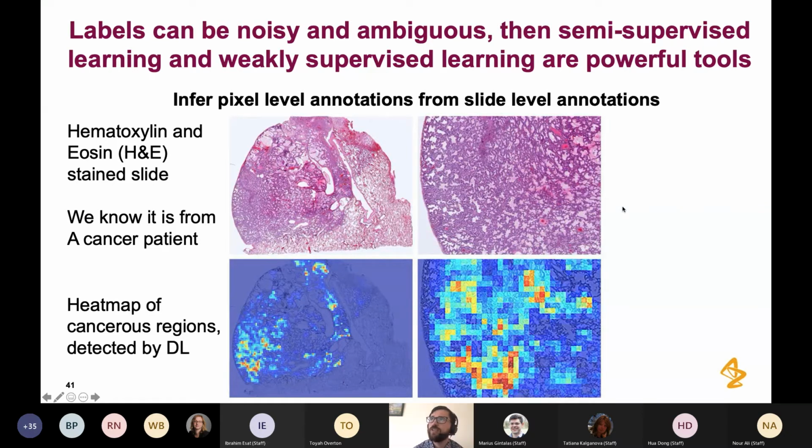In that case, semi-supervised learning and weakly supervised learning can be powerful. In that case, you have, for example, annotations only on slide level. I know in this slide there's cancer. Where? I have no idea. Then you can apply weakly supervised learning and try to find areas, or let's say pixels or small tiles, patches, where potentially there's cancer. Then some sort of heat map can be provided, and these cancerous regions detected by deep learning can actually sometimes be very accurate.